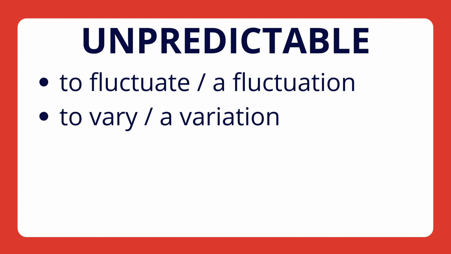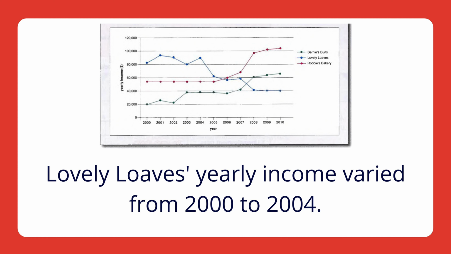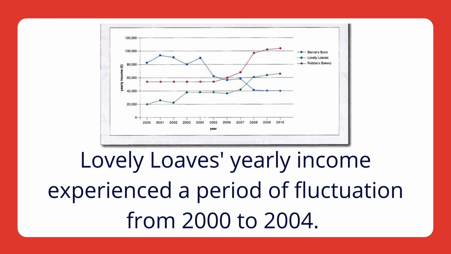To fluctuate, in the noun form, a fluctuation. To vary, or a variation. In some sentences, Lovely Loaves' yearly income fluctuated from 2000 to 2004. Lovely Loaves' yearly income varied from 2000 to 2004. Lovely Loaves' income experienced a period of fluctuation from 2000 to 2004. That last example is something examiners would love.